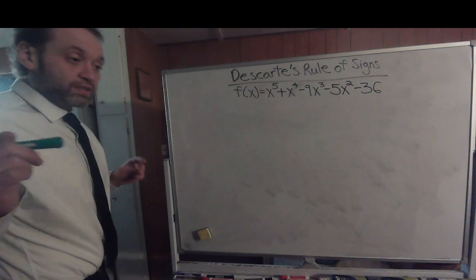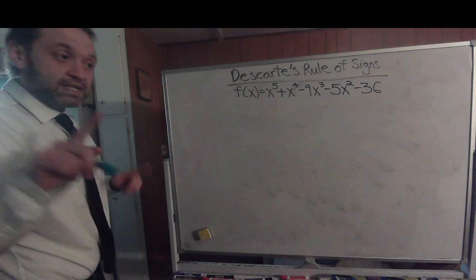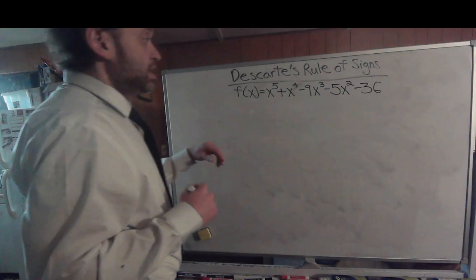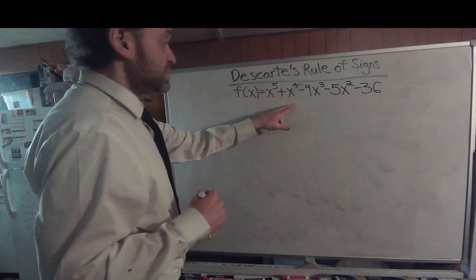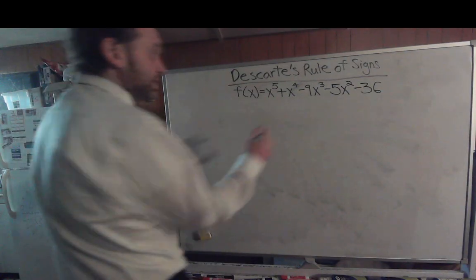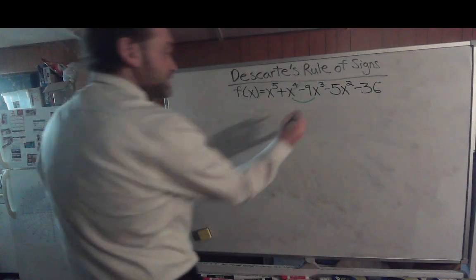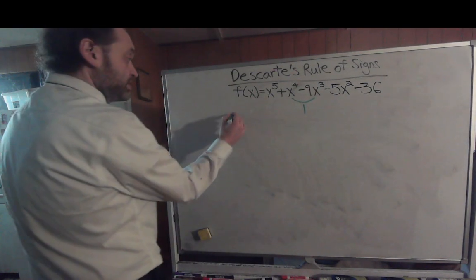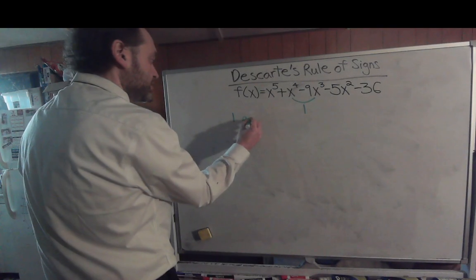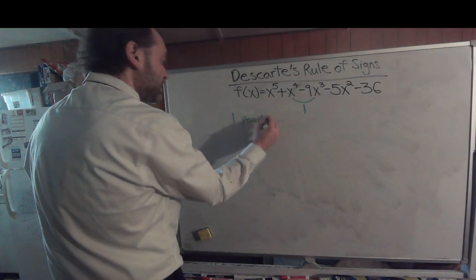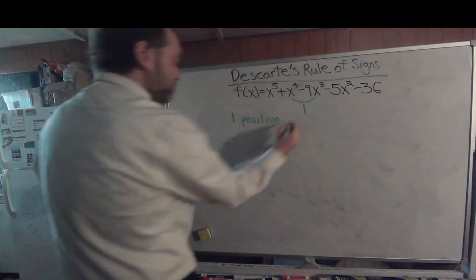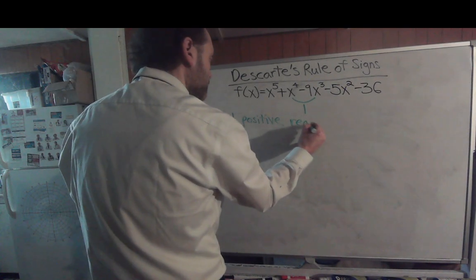So let's figure out the positive real zeros first. How many sign changes do we have? Our first one doesn't occur until x to the 4th minus 9x to the 3rd. As a matter of fact, that's the only sign change we have, so there is one positive real zero. We have just one positive real zero.